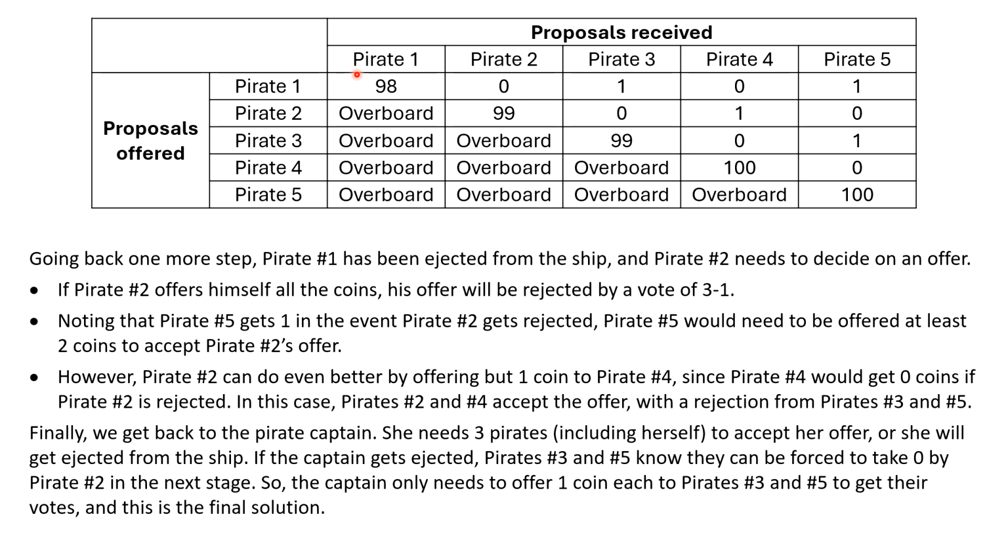The captain would win over the whole thing now because we worked backwards to this solution here. The captain would offer herself 98, pirates 2 and 4 0, and pirates 3 and 5 1 each. These two would vote yes because they know they would lose and get 0, reverting to this next case down. Okay, so that's the solution to the pirate puzzle.